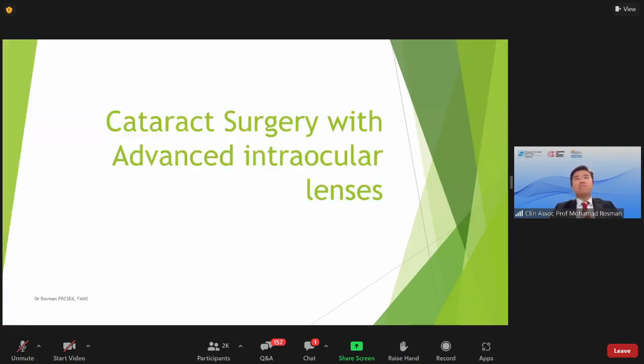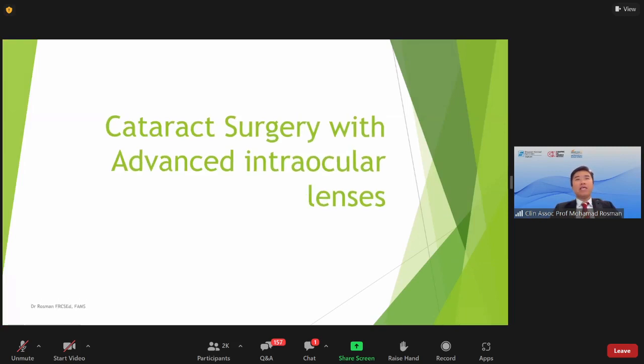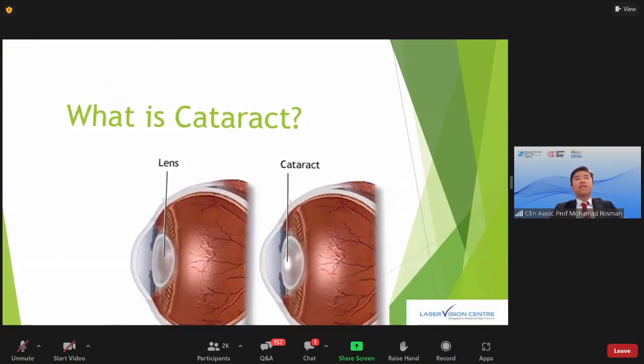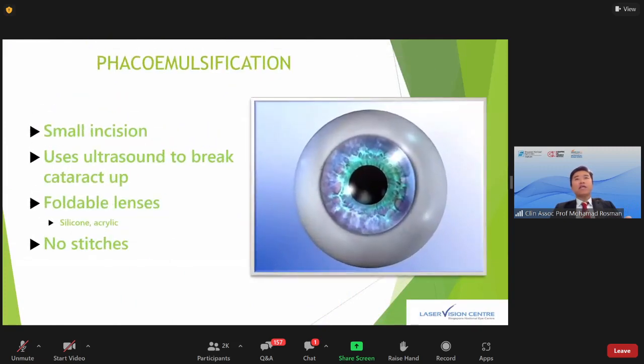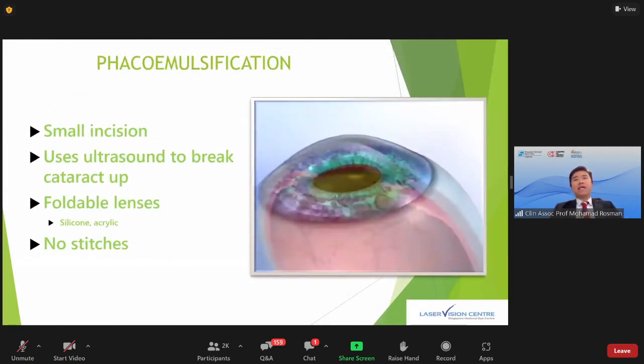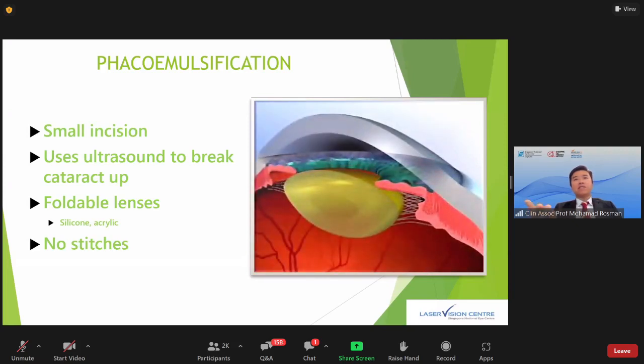Just now, Dr. Melissa Wong talked about cataract surgery. So as you know, cataract is the lens which is opacified. And during cataract surgery, we actually remove the lens and replace it with an artificial lens. And the good thing is the artificial lens can be adjusted to your refractive error.